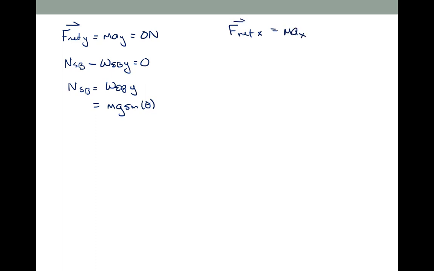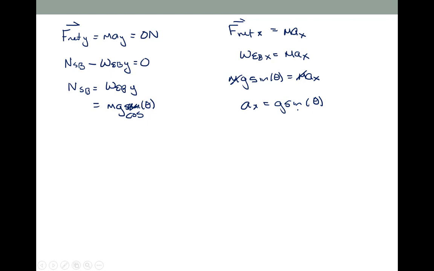In the x direction, I only have one force because we are ignoring friction. That one force is the x component of the gravitational force. So mg, I wrote that wrong. The y component is found by the cosine. So mg sine theta equals max. The mass cancels, and we find that the acceleration of the block down the ramp is g sine theta.